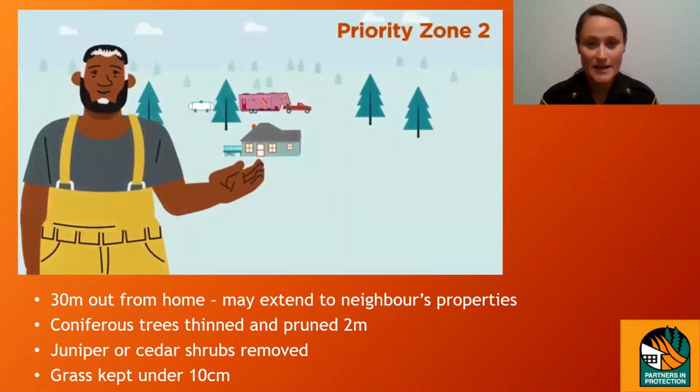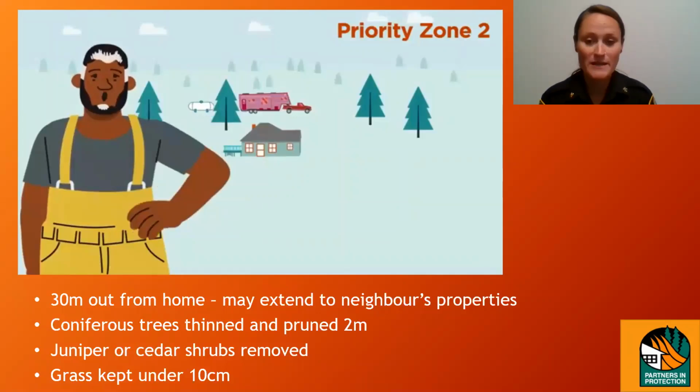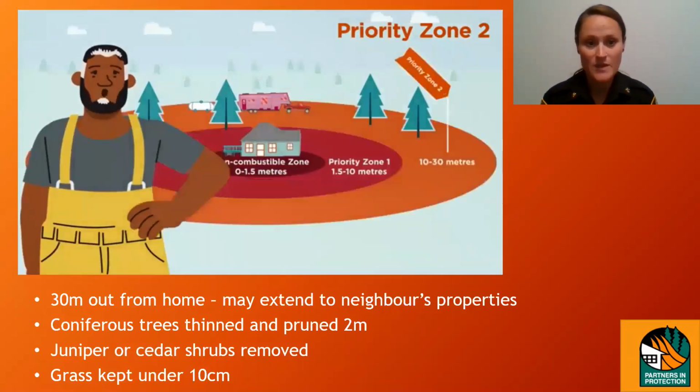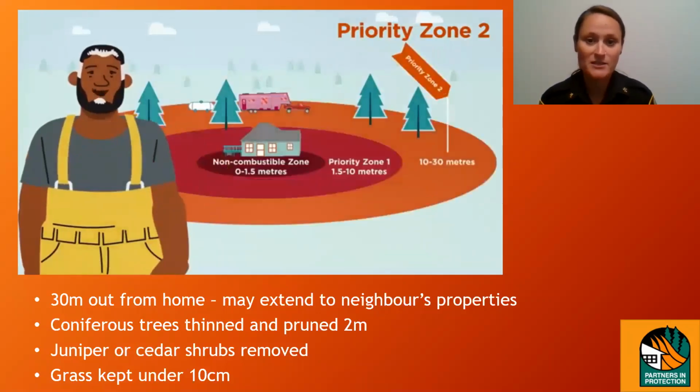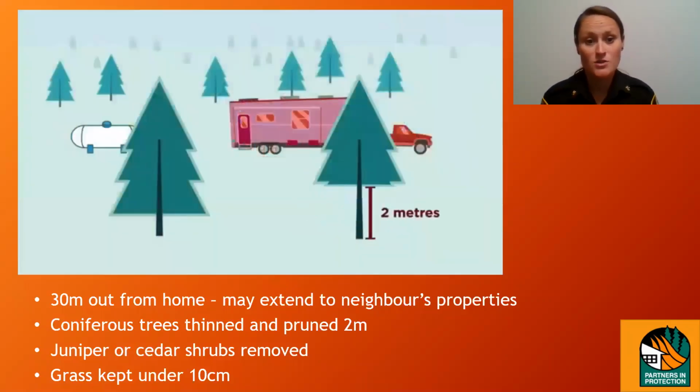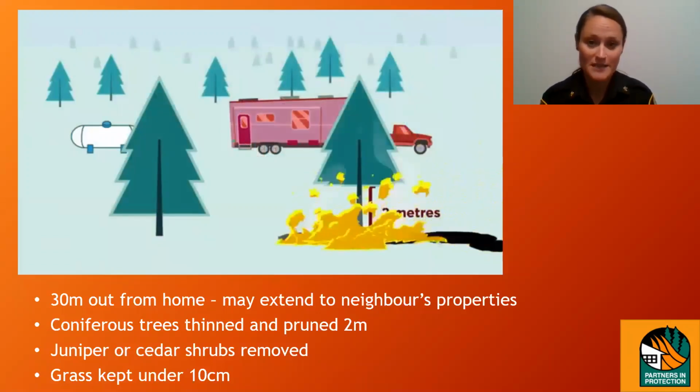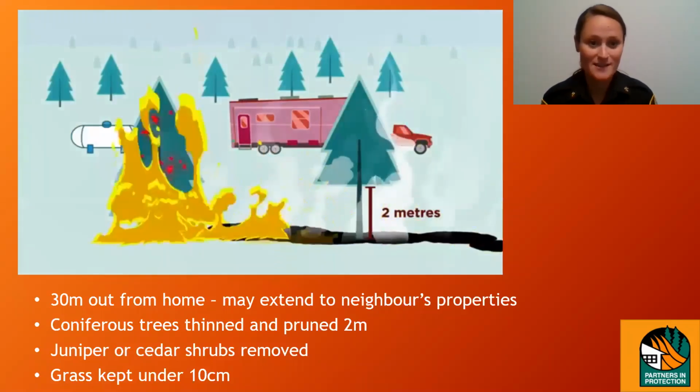Priority zone 2 is the area 10 meters from our home, extending outward to 30 meters. And for in-town properties, this may include parts of the areas that our properties back onto as well. So some of our neighbors' properties are also going to fall into this zone, especially our shared fence lines.